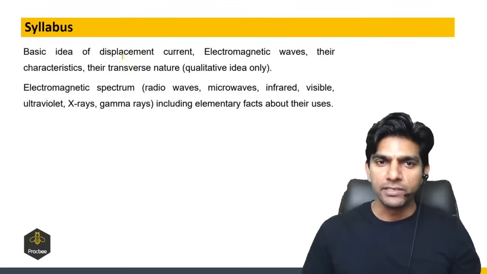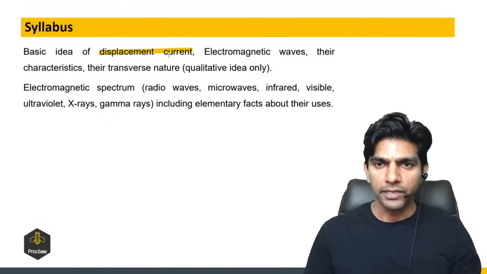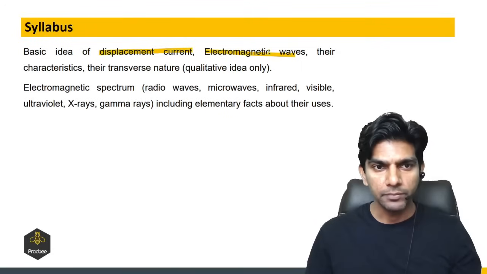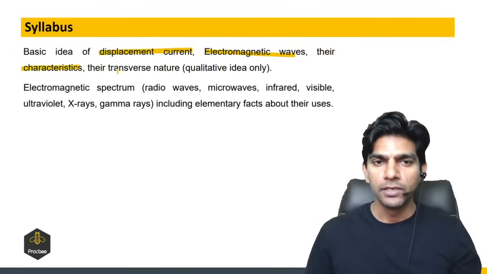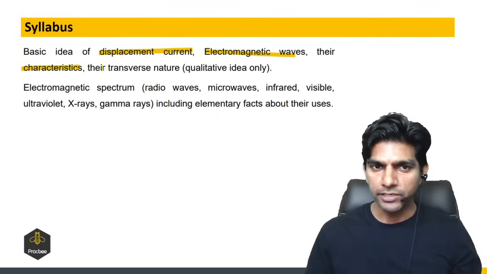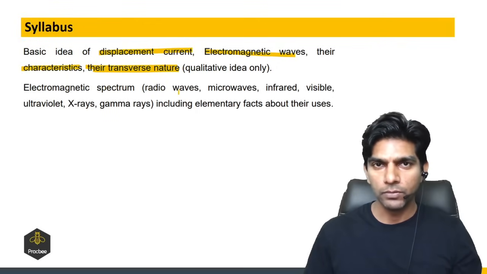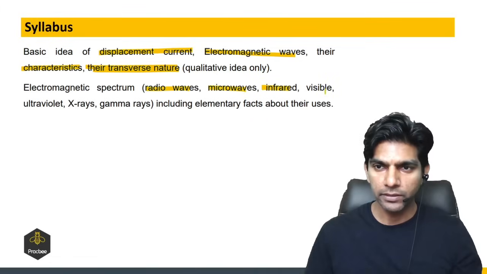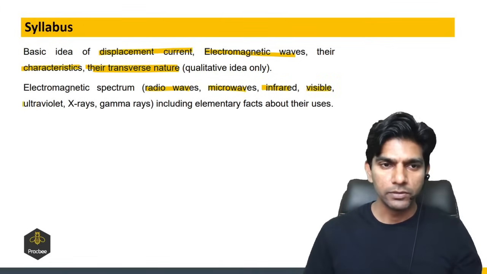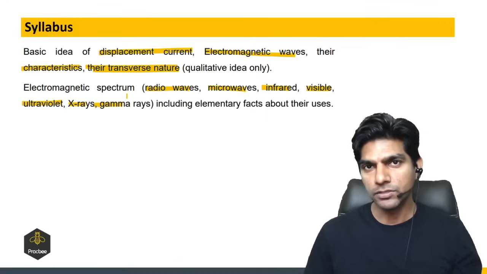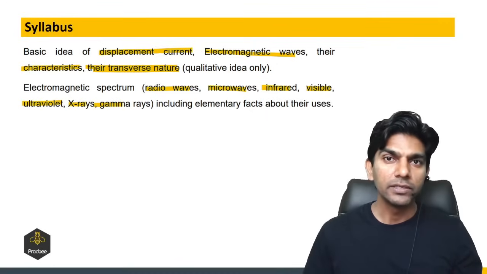So first we'll see the concept of displacement current. Then we'll talk about what are electromagnetic waves, how we can generate them, and what are their characteristics, and what is the transverse nature of electromagnetic radiation. Then the electromagnetic spectrum, which is divided into multiple waves, right? Like radio waves, microwaves, infrared, visible spectrum, ultraviolet, X-rays, and gamma rays. So we'll talk about these electromagnetic radiations, how we can generate them, and what are their uses.